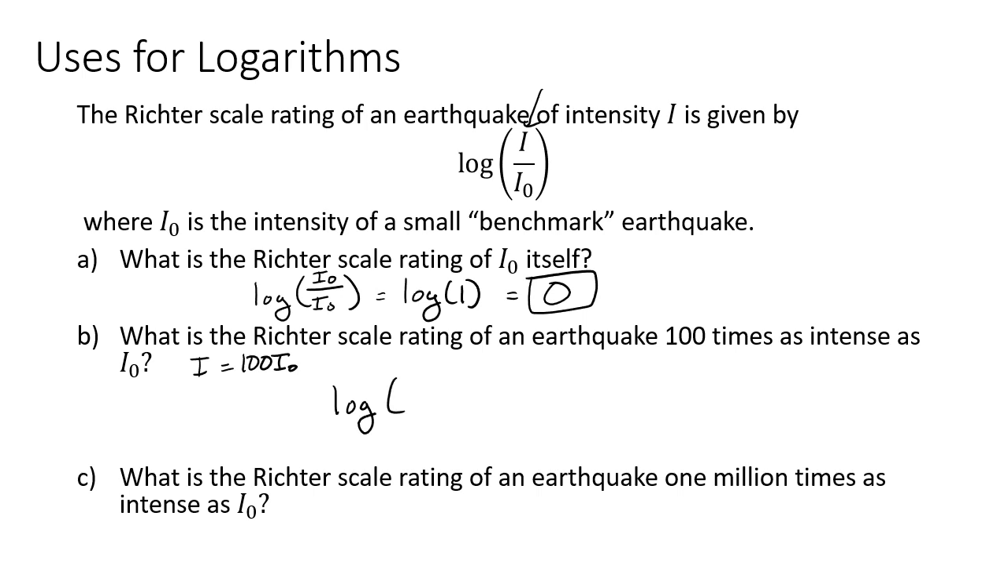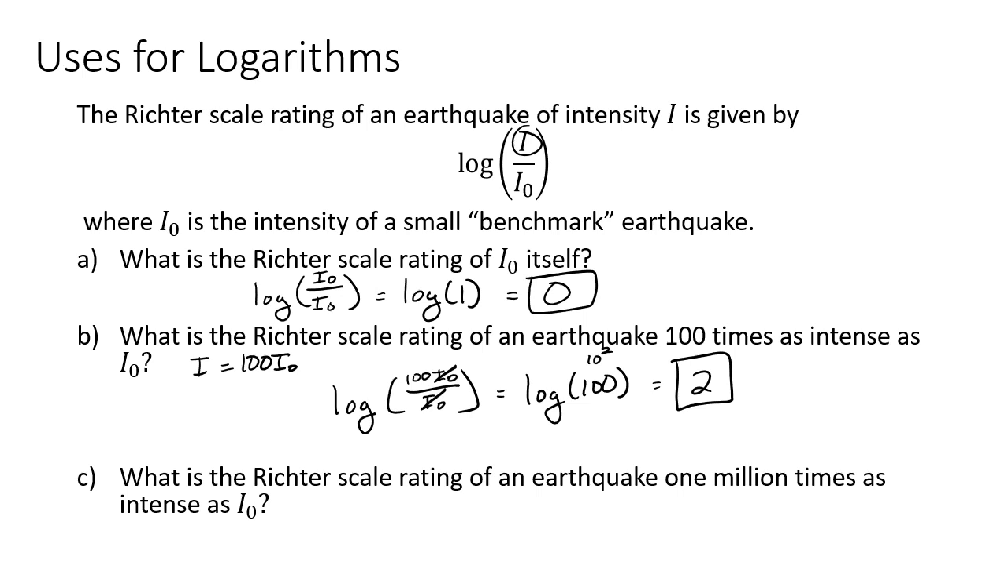So this would be log of the I that we're measuring, 100 times as strong as I0, divided by I0. So those reduce away, and this is just log of 100, which would be 10 squared. And so log base 10 of 10 squared, by the inverse property, would just be 2. So an earthquake that is 100 times stronger than our benchmark would be a 2 on the Richter scale.